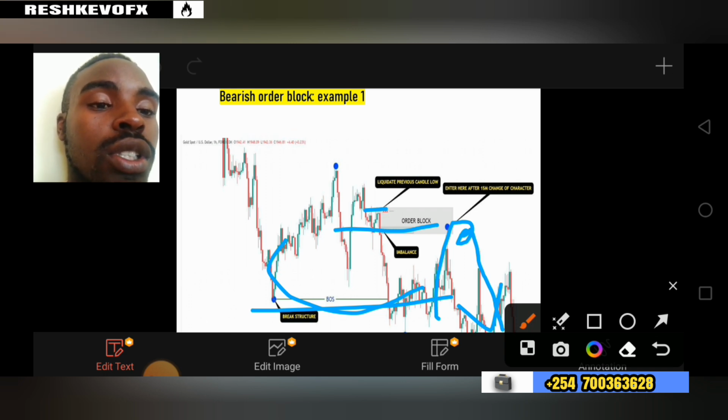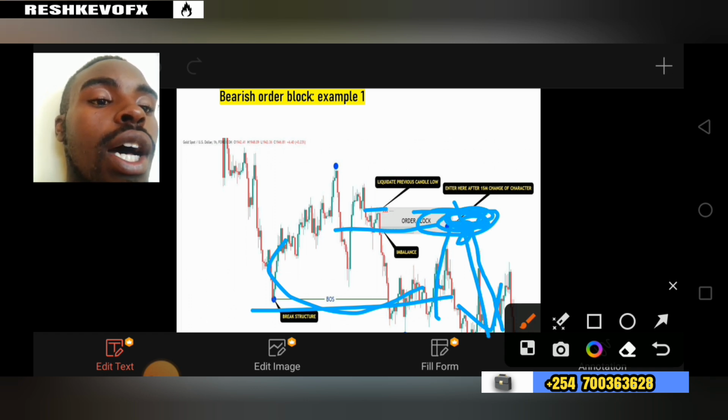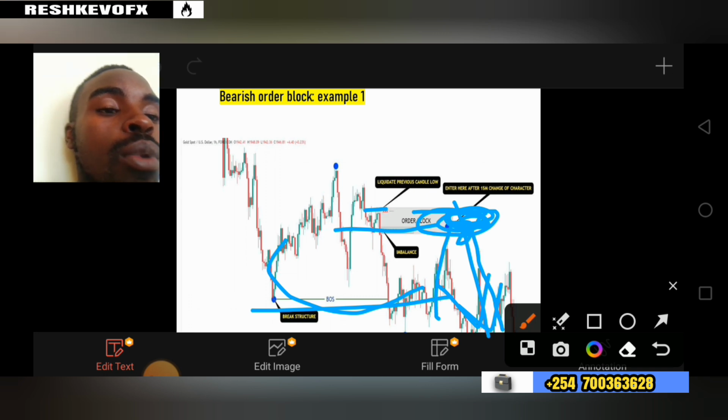So for the traders, the higher institutions, they have placed their orders at this point. They have placed their pending orders to drive this order block down. Right? That is a valid order block. That is an example of a valid order block.